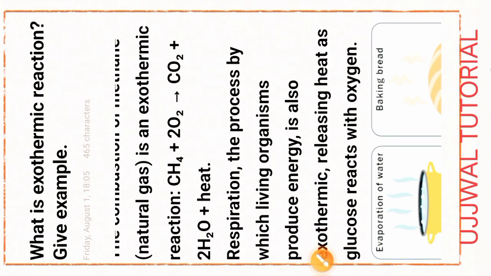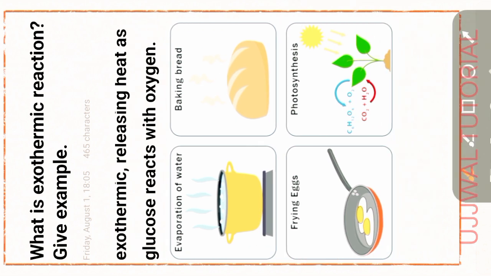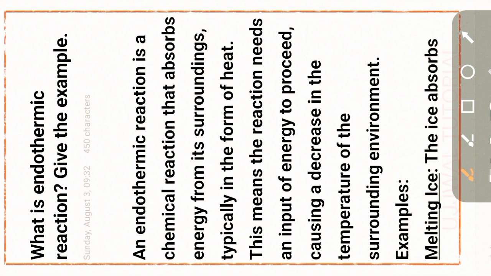glucose reacts with oxygen. Show the picture. These are exothermic processes: evaporation of water, baking bread, frying egg, photosynthesis. Okay, these are examples of exothermic reaction. Thank you. What is endothermic reaction?